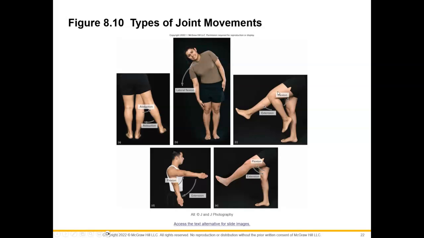Okay, in C, you see flexion. Again, we're reducing the angle between two bones. Extension is the opposite. Okay, also in D, you see another example of flexion and extension. And again, it has to do with the angle, right? So in flexion, you reduce the angle between the two points of movement, and extension, you're going the opposite way.